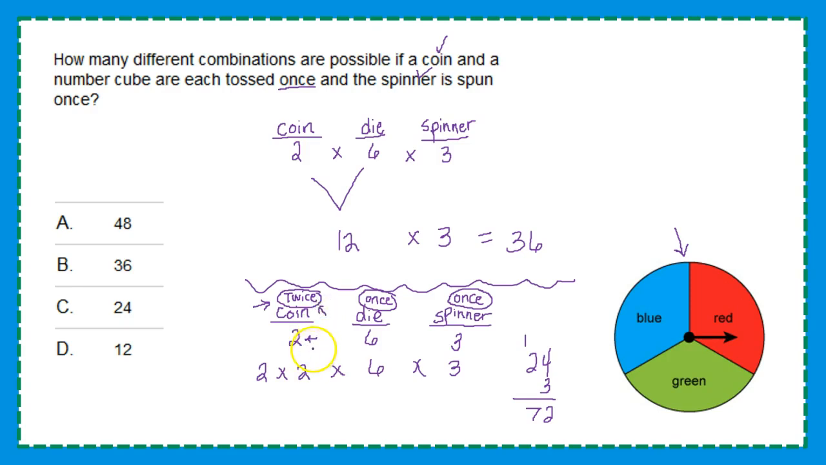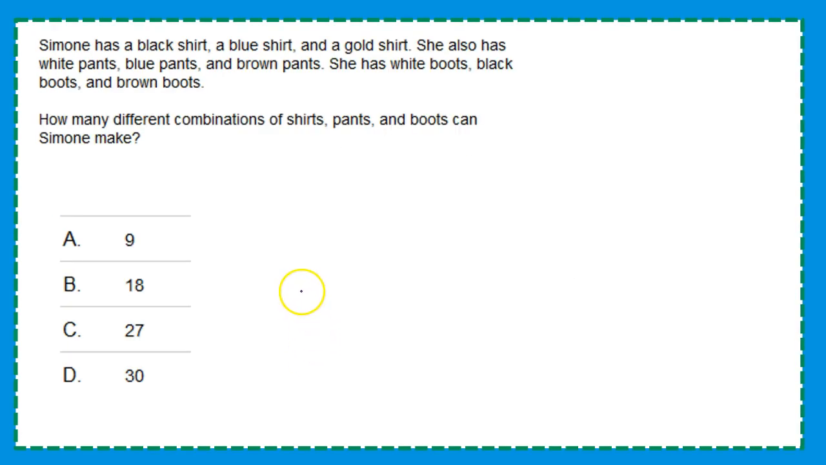Okay, so let's look at another example. Simone has a black shirt, a blue shirt, and a gold shirt. She also has white pants, blue pants, and brown pants. And she has white boots, black boots, and brown boots. So how many different combinations of shirts, pants, and boots can Simone make?